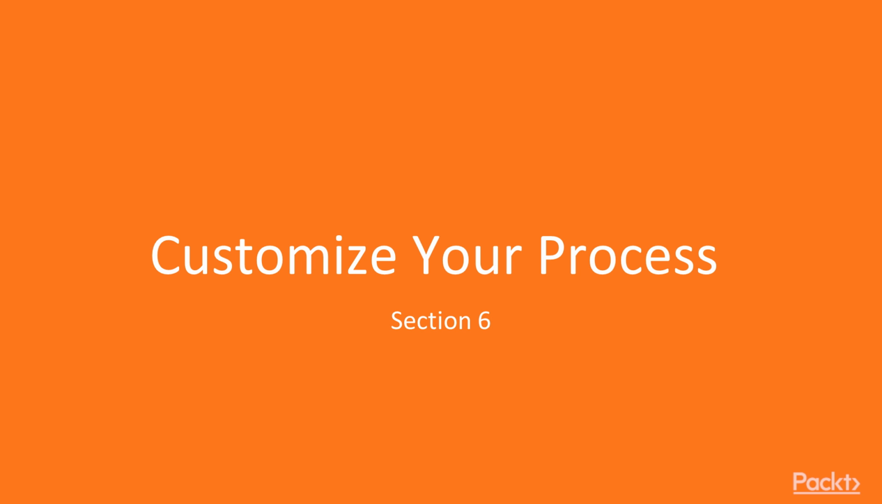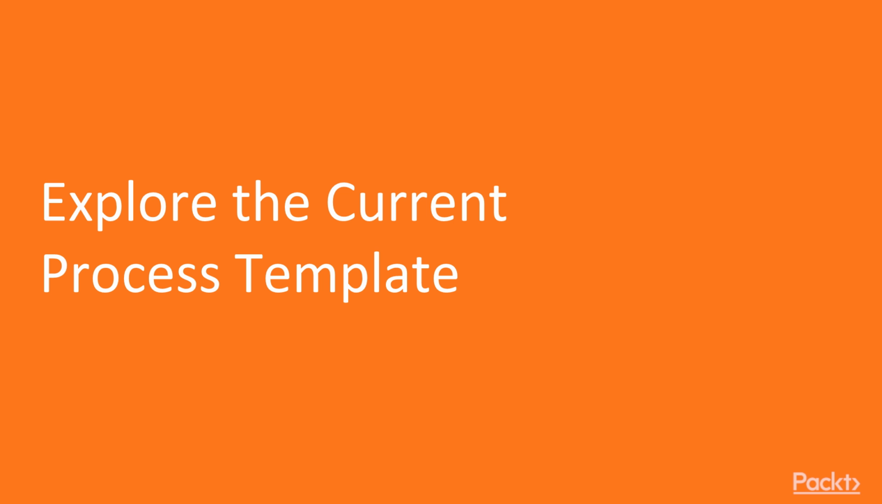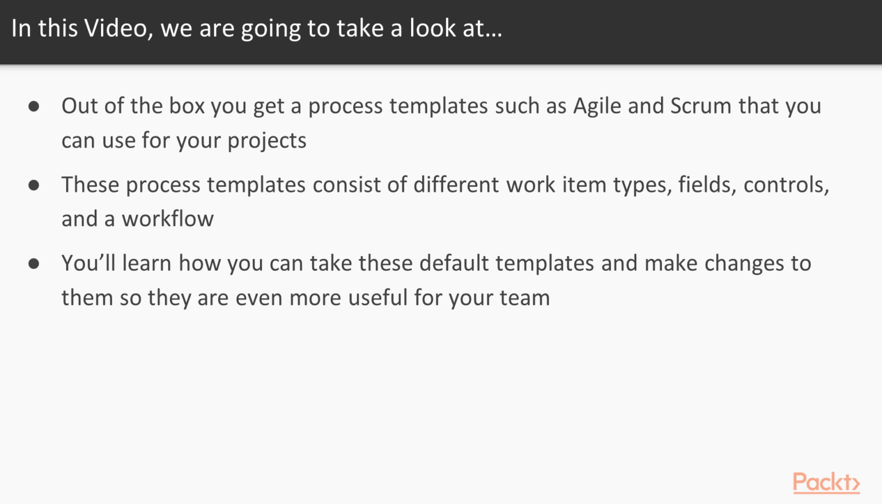Customize your process template. In this section, we're going to learn about exploring the process template types and customizing a process template. Explore the current process template. Out of the box, you get a number of different process templates, as previously demonstrated. However, each one of these process templates consists of different configurations of work items, or work item process, WIP, which is something we'll be talking about today, and also the background workflow logic.